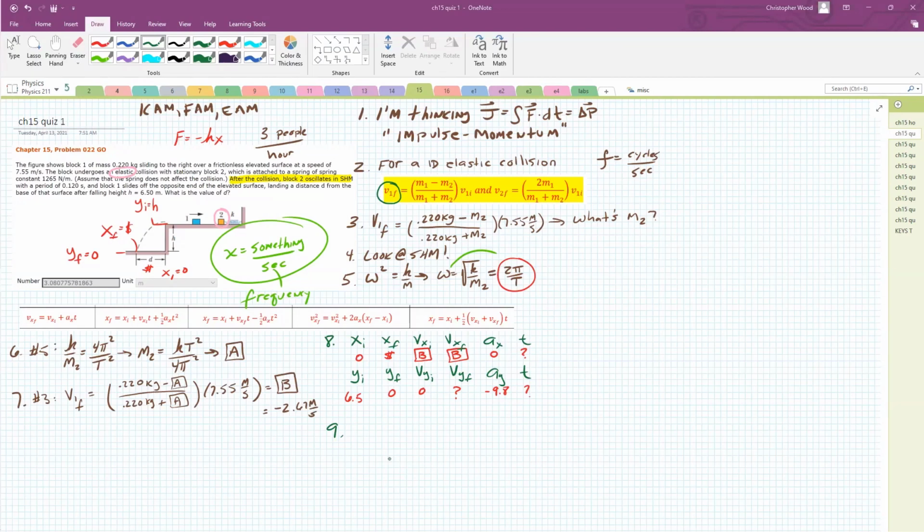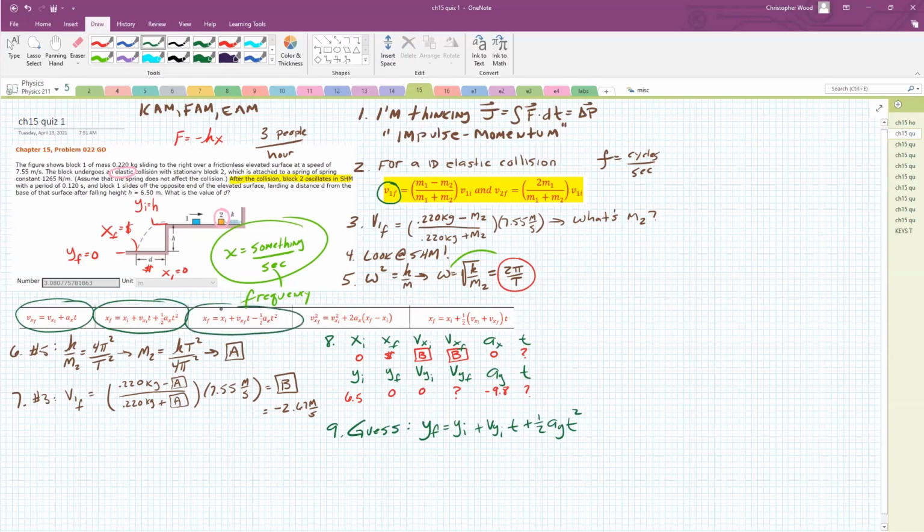Okay, so that would be... I'm going to guess this. It's another guess and check situation, but we have some practice here. I'm going to guess y final equals y initial plus vy initial t plus 1/2 a sub y t squared. Again, I included the big 5 right here.